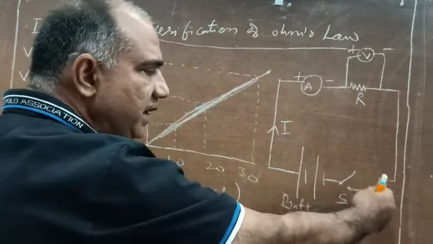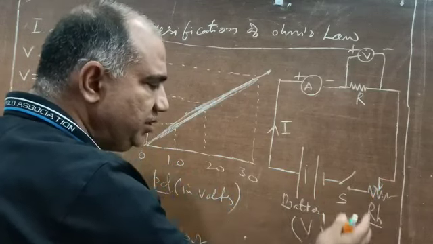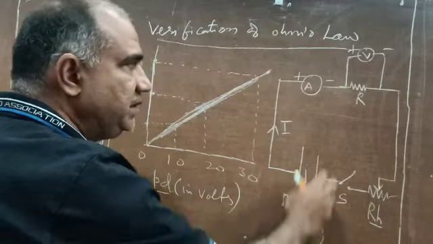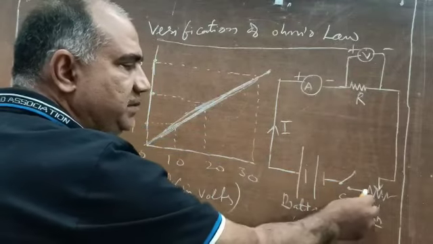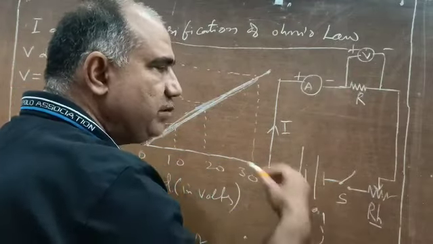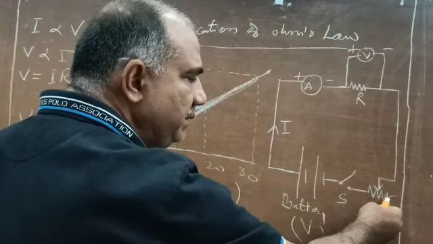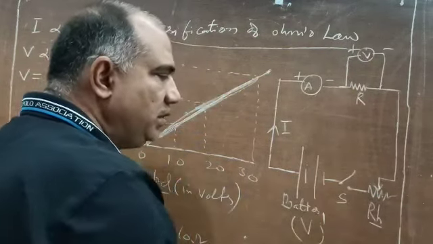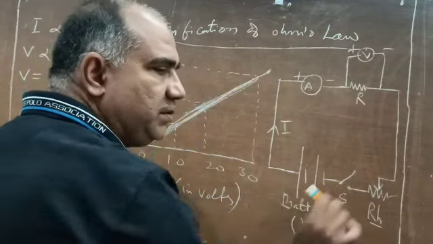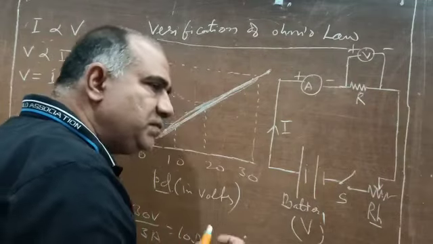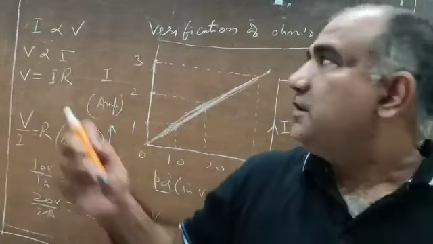With the help of this sliding contact, we will ensure that at different times, different quantities of the potential difference are applied. Sometimes less resistance will be taken in the circuit, so more voltage will go. Sometimes more resistance will be taken in the circuit, so less voltage will go. We will vary voltage with the help of the rheostat. That is the purpose.